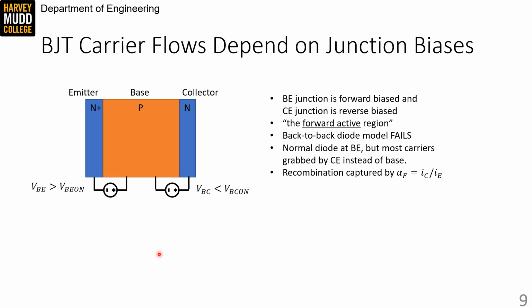The next bias condition we're going to look at is one where the base emitter junction is forward biased while the base collector junction is reverse biased. You can see that the base collector bias has reversed direction down here, which will mean that the collector is at a higher voltage than the base, and the base is at a higher voltage than the emitter, at least as drawn.